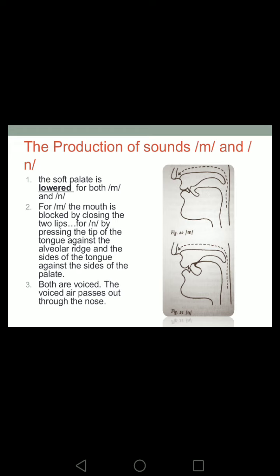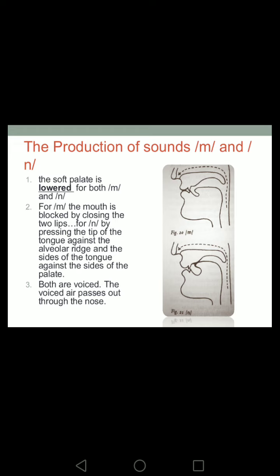You know the function of the soft palate, its positions, its states. When it is raised, it blocks the air passage to the nasal cavity. It doesn't allow air to pass to the nasal cavity when it is raised. While when it is lowered, it allows the air to go through the nasal cavity. When it is lowered, it allows air to pass to the nasal cavity.